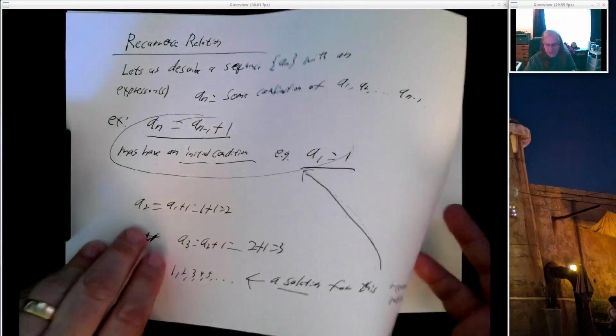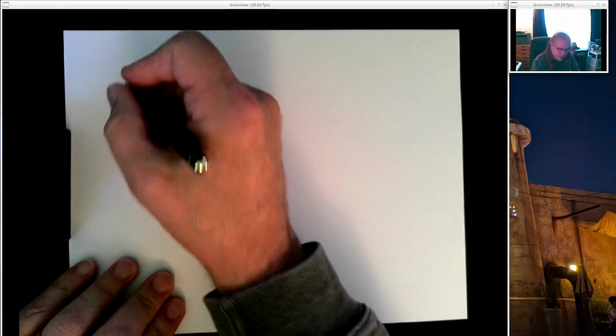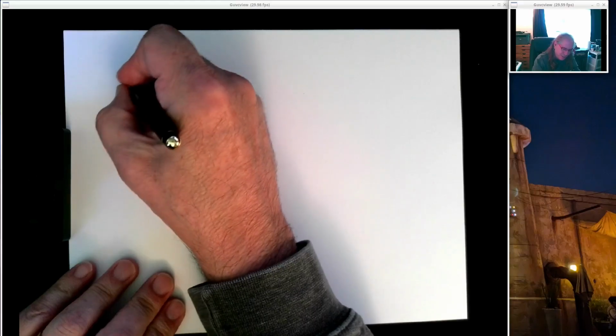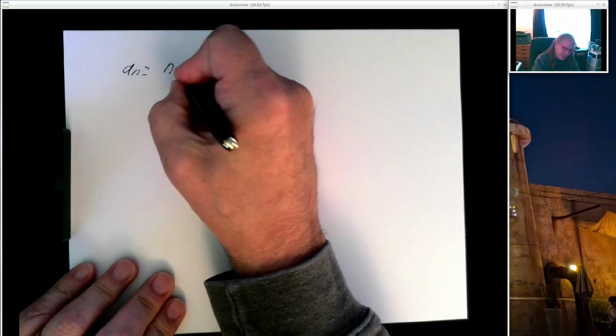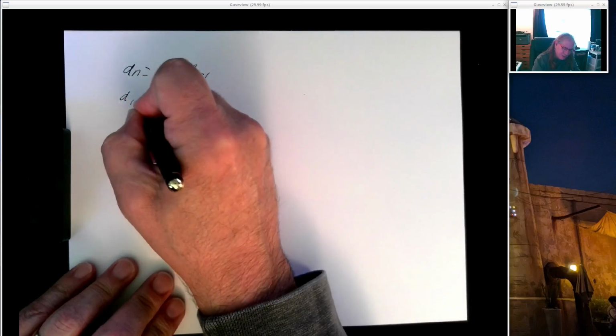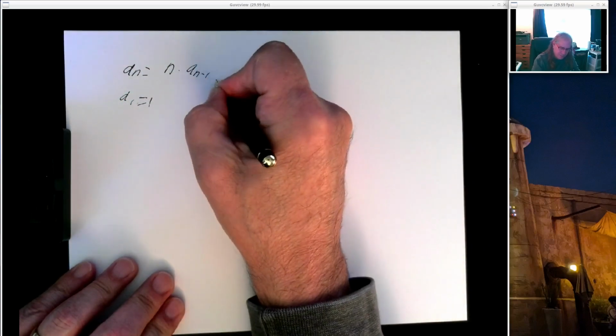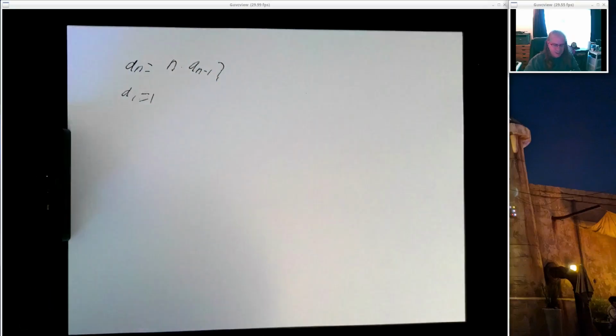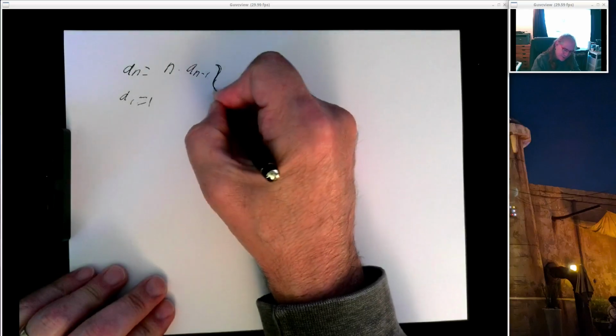Alright, so let's just do some examples of this. I think they'll make more sense than trying to formalize those definitions further. So for example, a subscript n might be n times a n minus 1, and a1 is equal to 1. Well, what does this look like? And when you're trying to analyze a relation like this, sometimes it's easier to just work through a few examples. So here's our recurrence relation.